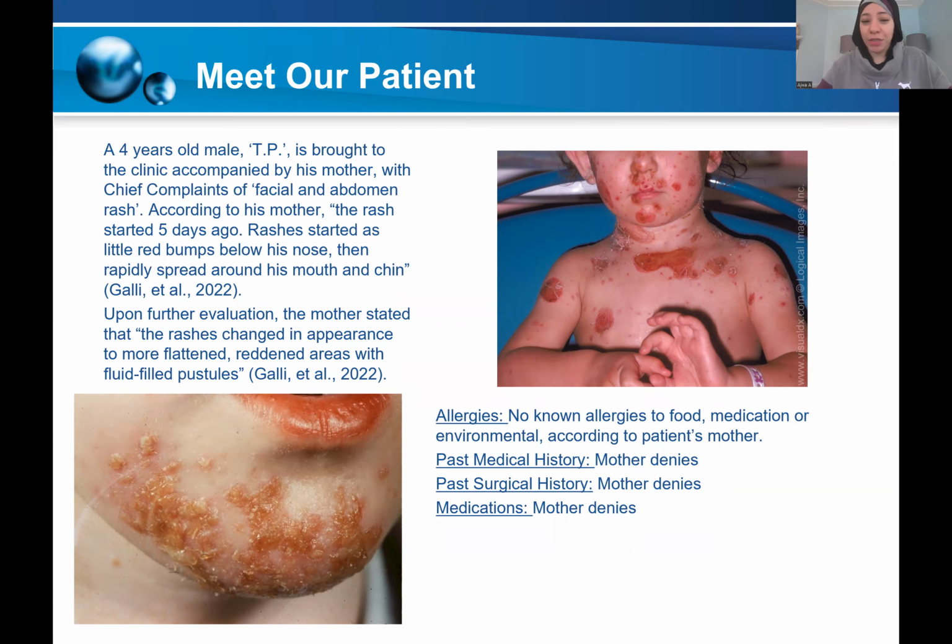Upon further evaluation, his mother stated that the rashes changed in appearance to more flattened, reddened areas with fluid-filled pustules. According to his mother, he has no known allergies, he has no past medical history, no past surgical history, and is not on any medications.